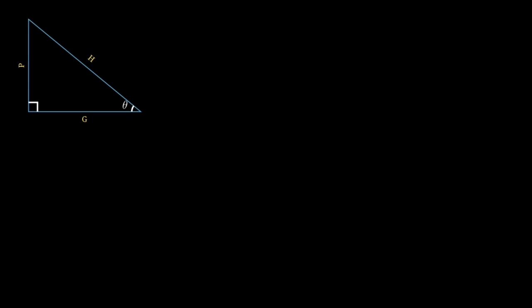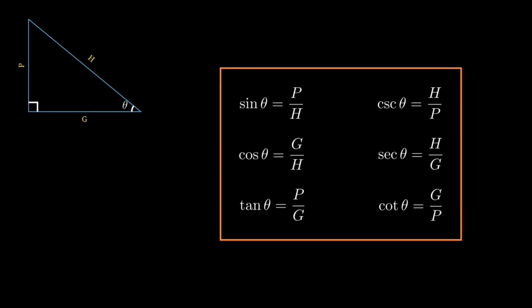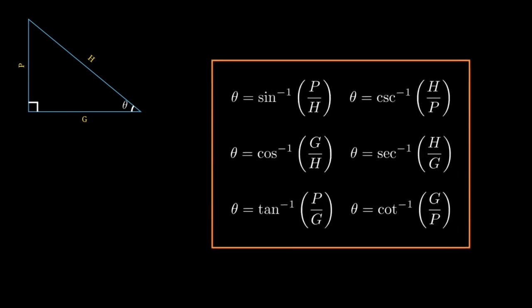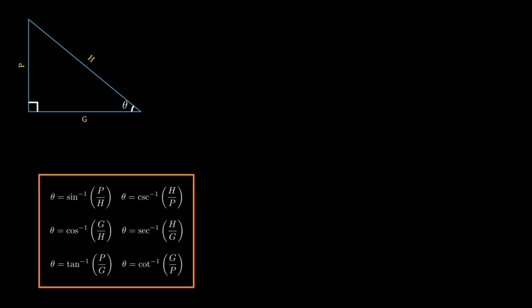Trigonometric functions are defined based on this right-angled triangle. Here are the 6 fundamental trigonometric ratios. Now, let's look at their corresponding inverse functions. These inverse forms will help us easily convert between different expressions.